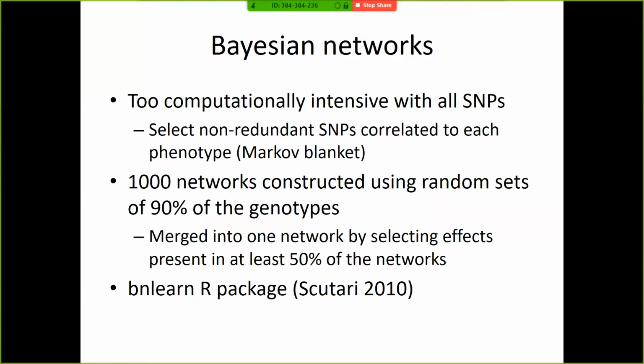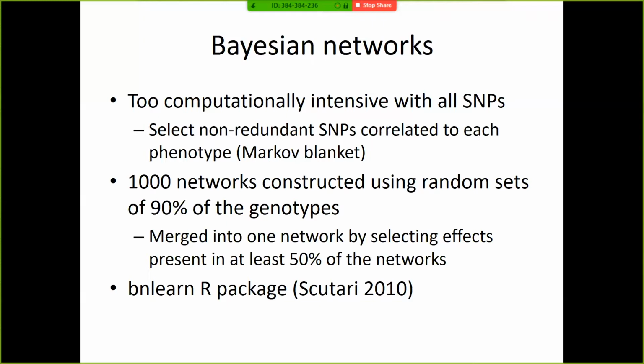So this method is too computationally intensive to do with thousands of SNPs. So we select a non-redundant set of SNPs for each phenotype, and the name of that set is called the Markov blanket. So we'll have one Markov blanket for each phenotype.